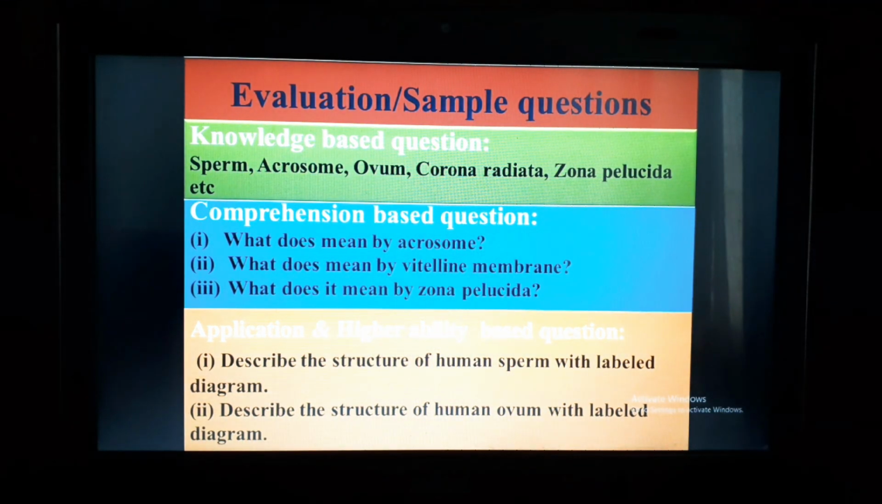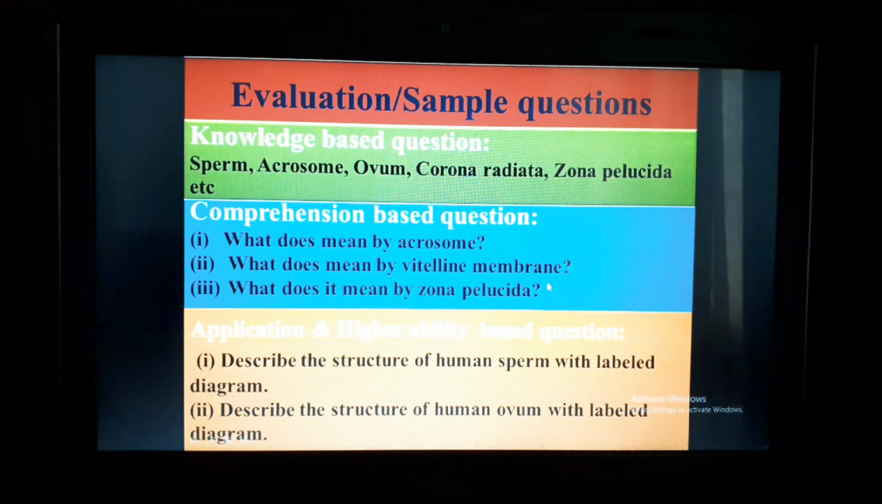And now, sample questions from today's lesson, or evaluation from the lesson. First of all, here are some sample knowledge-based questions: sperm, acrosome, ovum, corona radiata, zona pellucida, etc. Comprehension-based questions from this lesson: What does it mean by acrosome? What does it mean by vitelline membrane? What does it mean by zona pellucida?